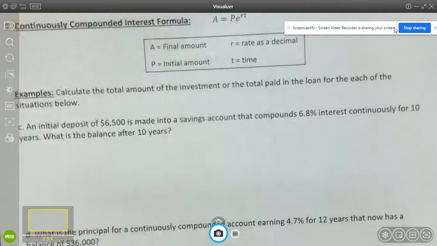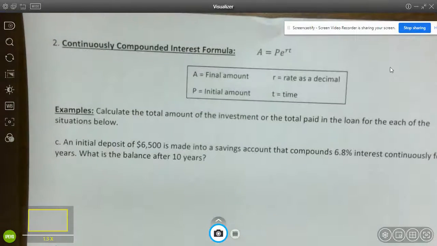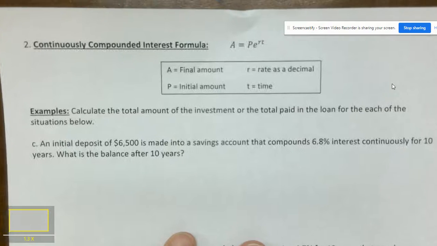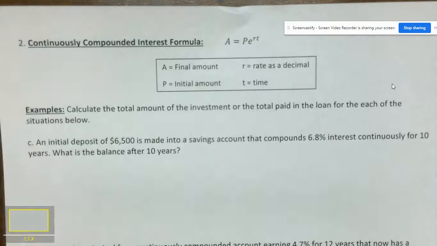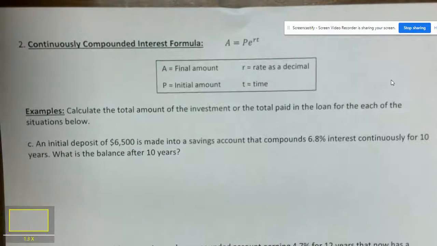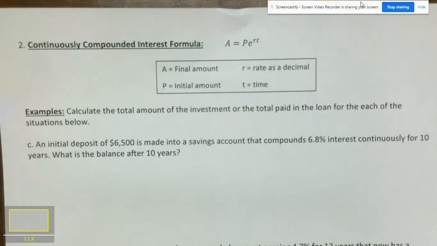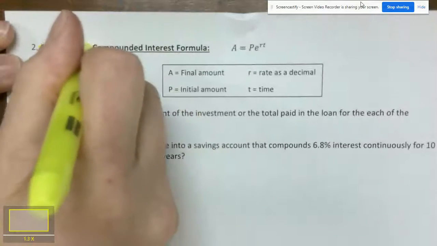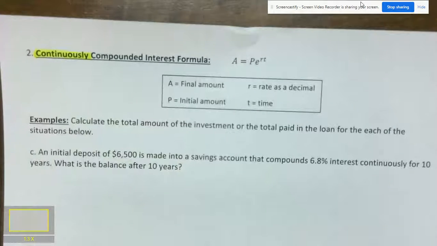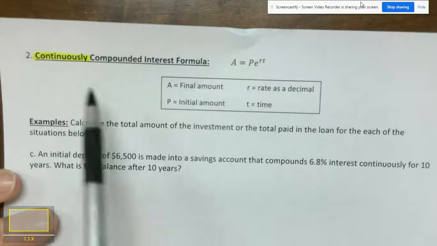All right, guys, in this video, we're going to talk about continuously compounded interest, okay? So in other words, when you work these problems and you're given a word problem, the key that you're going to look for, there's going to be a clue word in these problems. And that clue word is going to be this word right here, continuously compounded. So it's going to say compounded continuously, okay? That's going to be your indication that you need to use this formula.